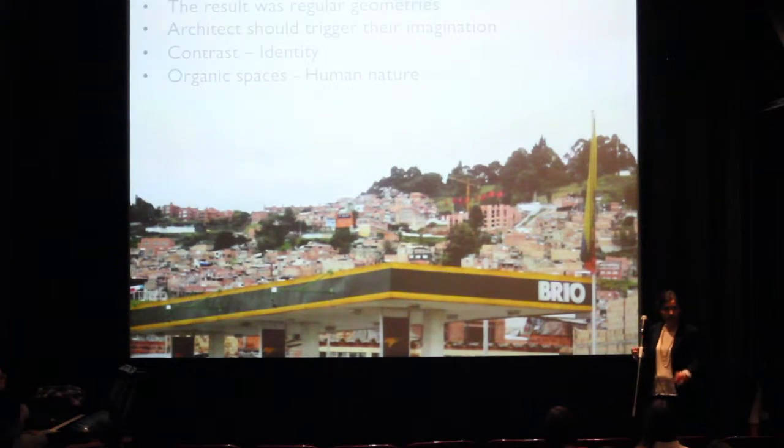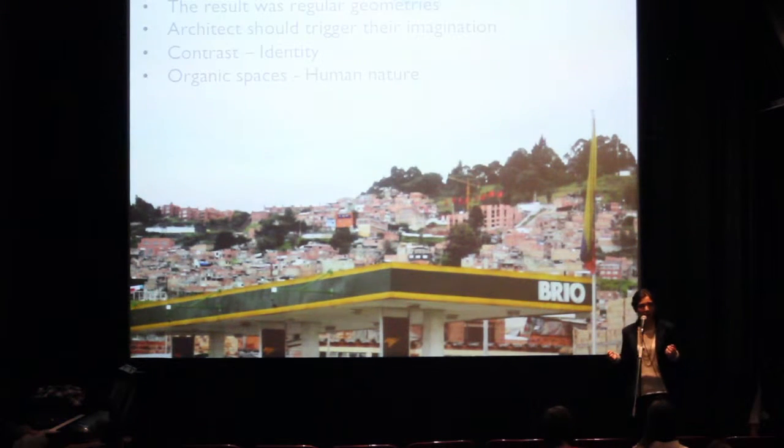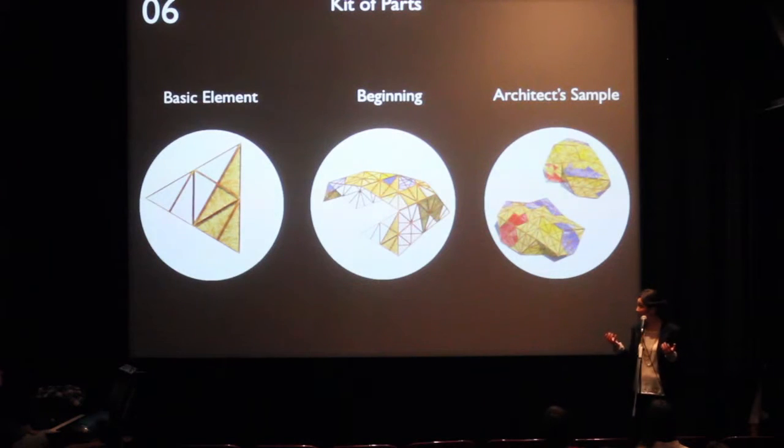Well, at that point, I decided that I had to change my strategy. I realized that architects should trigger the community's imagination, and they should create a contrast, not only in the facade, because they already do that with colors, but also with the space, and that way they could increase the identity. So I designed a basic element that attempts flexibility. It means that they can grow and decrease the volume. I showed them how they could use it, and I showed them the beginning of a volume that they could continue building.